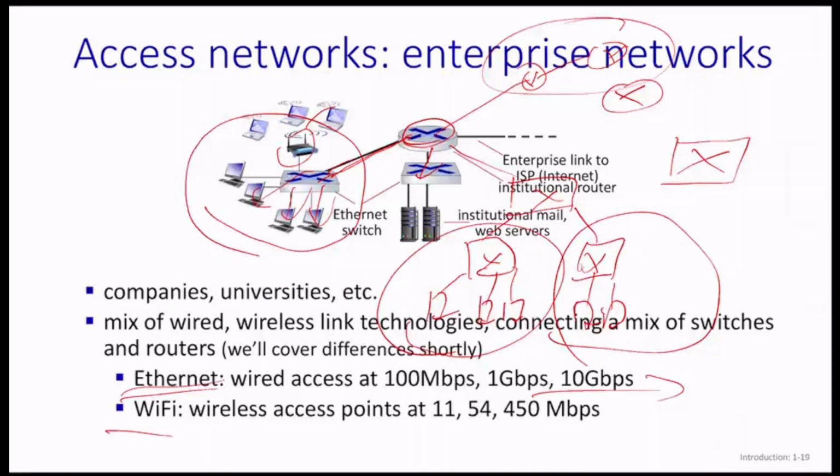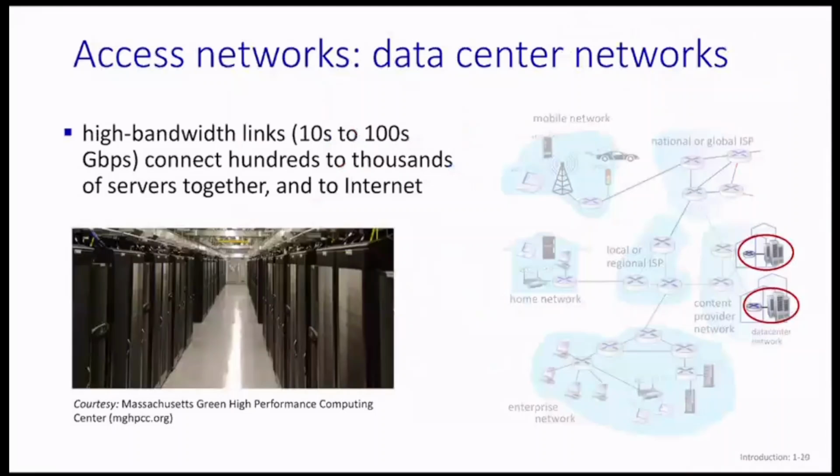Okay, this is the enterprise network I introduced with this figure. In order to provide this access function, they include some switches and routers, connected with different communication links. And now another one is the data center access network.